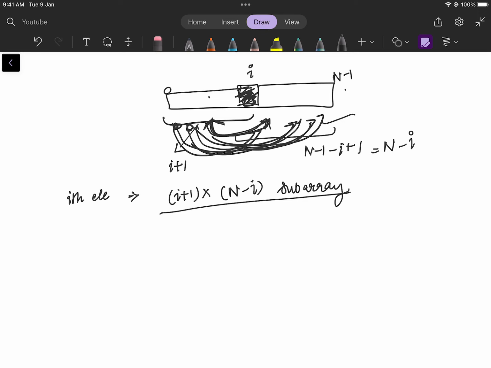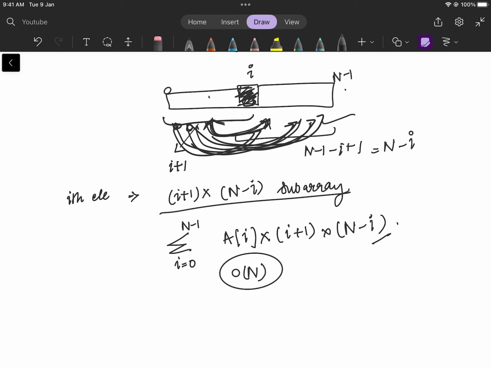So now it's very easy. You just need to run a loop from 0 to n minus 1 and multiply each element with its contribution. It means that many times it occurred, and it will contribute to the answer, meaning the sum. So it is an order of n solution, although you need to see every element to find the sum, so it is okay.